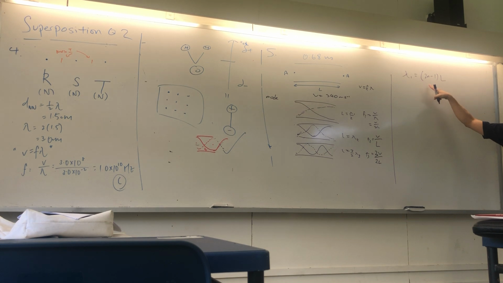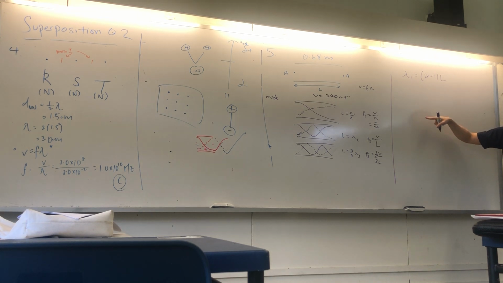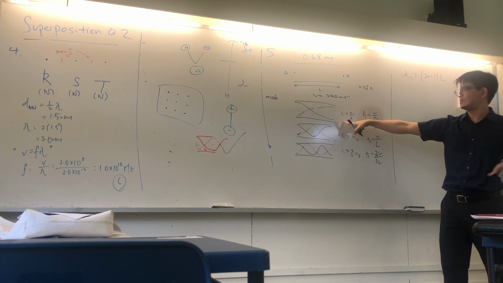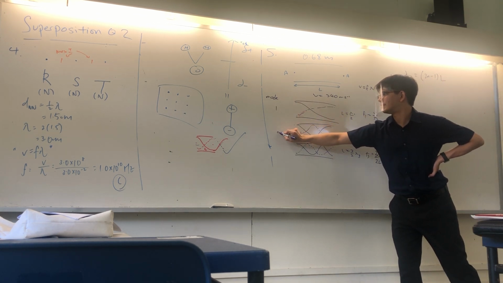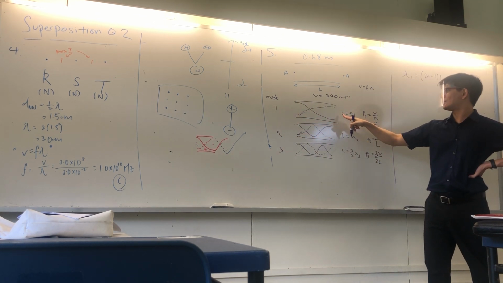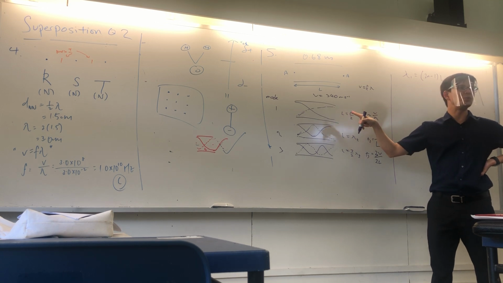4 minus 1 is 3. Wrong, huh? Wait, so why do you use the formula though? Shouldn't it be over 2? Half, shouldn't it be n? N minus 2. Okay, so it's n. This one is 1, this is 2, this is 3. But if I bring this over, it will be 2L. Lambda equal to 2L.